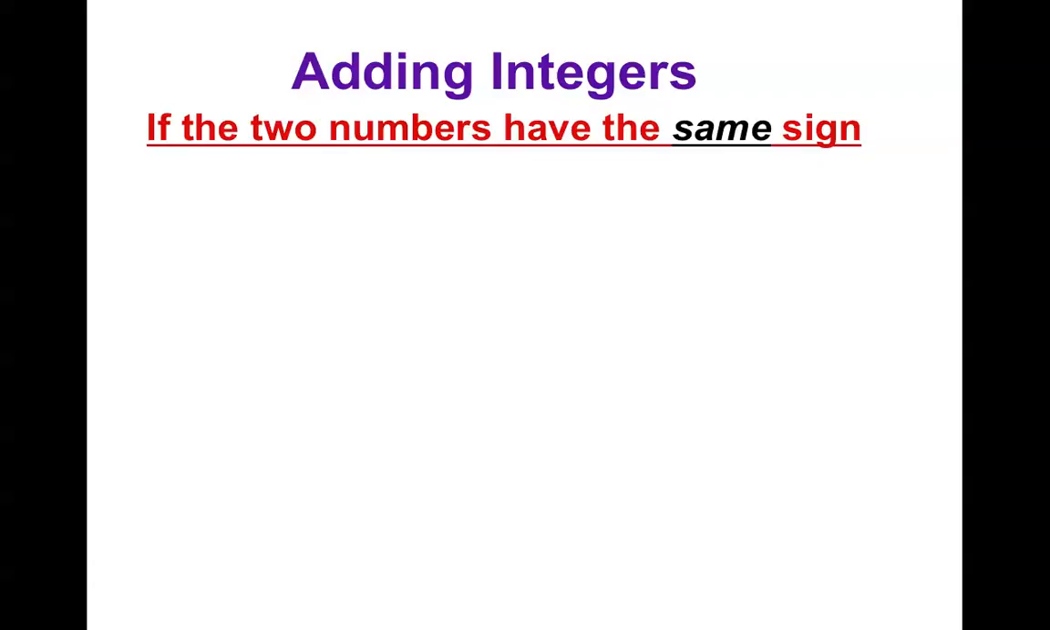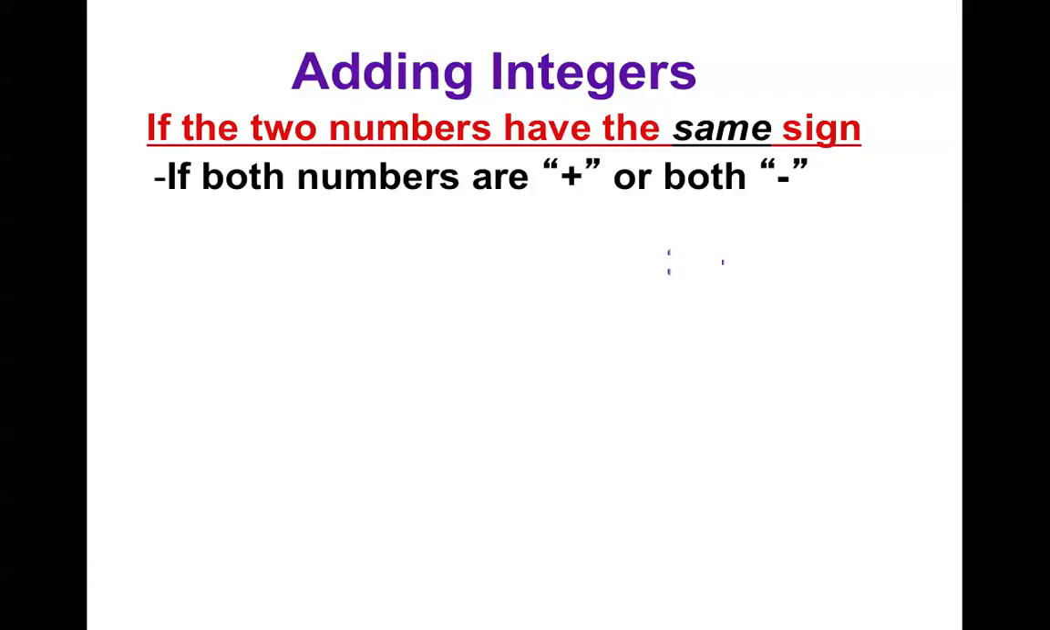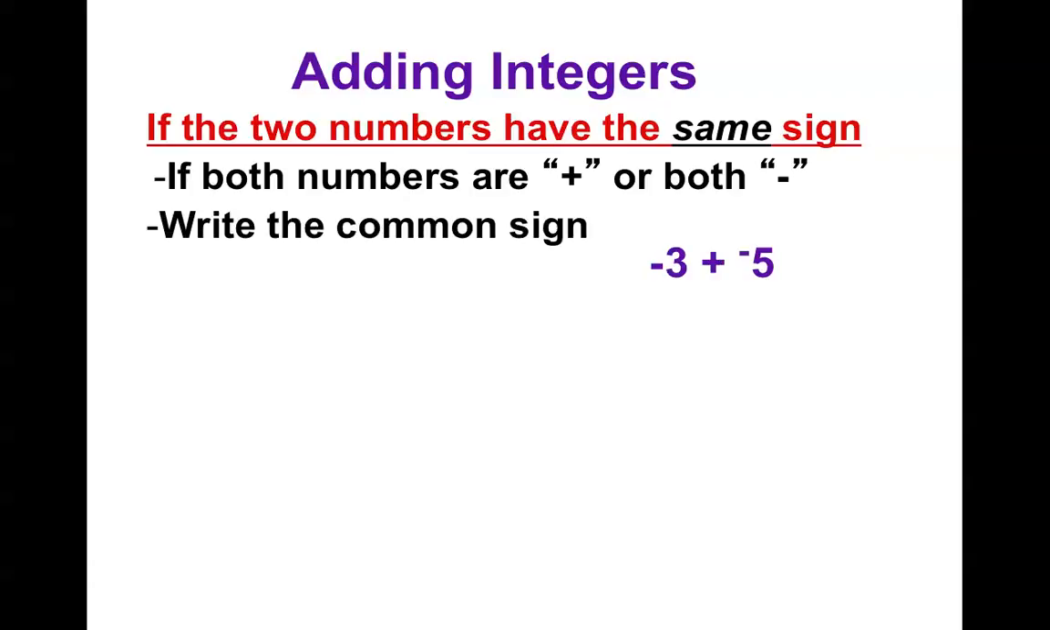So here are the rules. When two numbers have the same sign, either both negative or both positive, such as this problem, you write the common sign and then you just add the numbers together. So again, 3 plus 5 is 8. They were both negative, so the answer is negative.